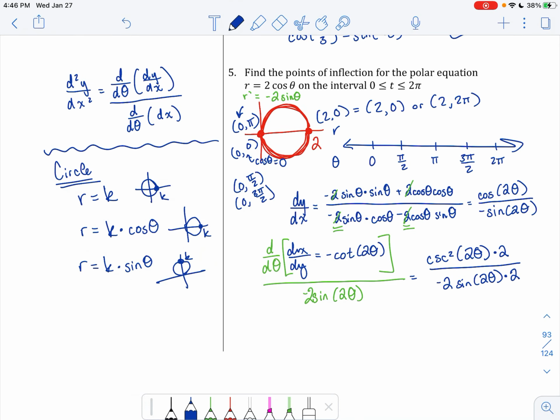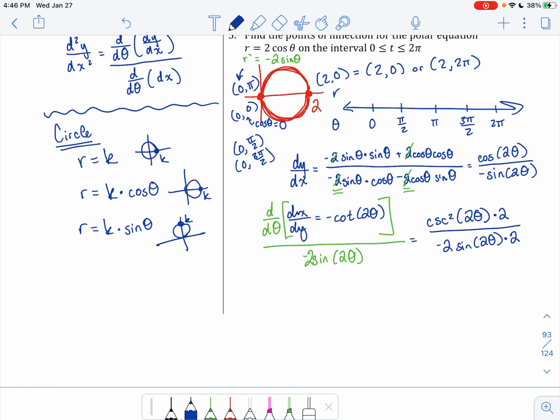I feel like I dropped a 2 based on my notes from before. If I did, I apologize. Let me check through this very quickly. That's why it's good to do both. But either way, we end up with negative 2 over sine squared of 2 theta.